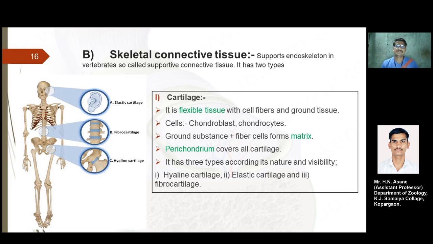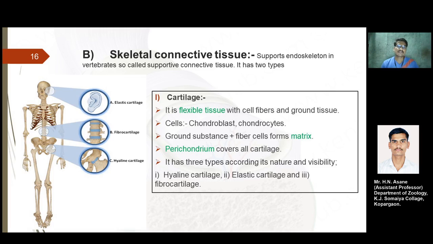Skeletal connective tissue supports the endoskeleton in vertebrates, so it is called supportive connective tissue, and it has two types. The first one is cartilage, and the second one is bone. So let's start with the first one. First is cartilage skeletal connective tissue, and we know that there are three types of cartilage, as you see in the picture: the first one is elastic cartilage, the second one is fibrocartilage, and the third one is hyaline cartilage.